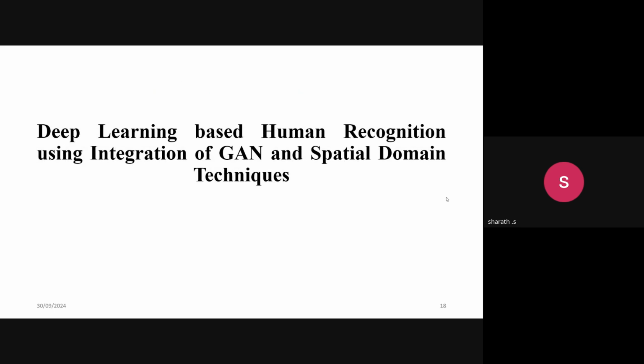So, deep learning based human recognition using integration of GAN and spatial domain techniques. I have implemented a paper based on GAN. What I've done here is generate a GAN database. Basically, we call it data augmentation.